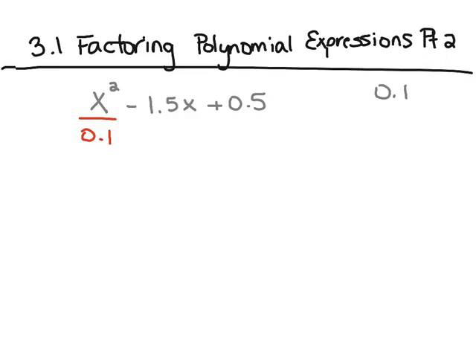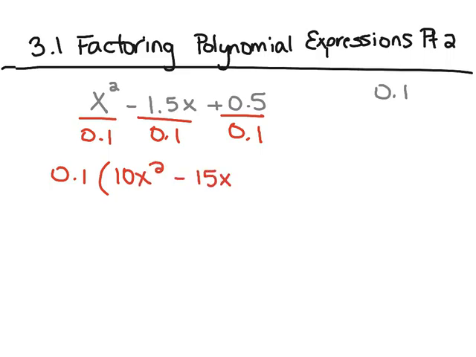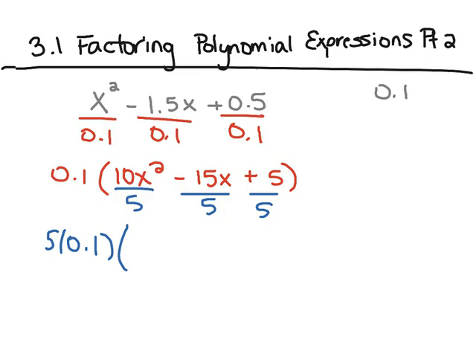So we're going to divide everything by 0.1, which is actually the same as multiplying by 10. So if we factor out 0.1, we're going to have 10x squared minus 15x plus 5. Now that we have this, we take out our common factor, which is 5, so we're going to divide everything by 5. So we have 5 times 0.1 times 2x squared minus 3x plus 1. And now we're just going to factor normally.